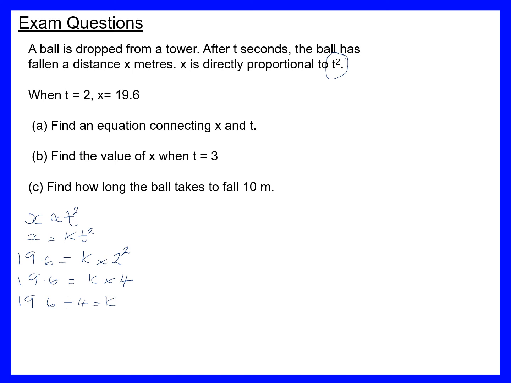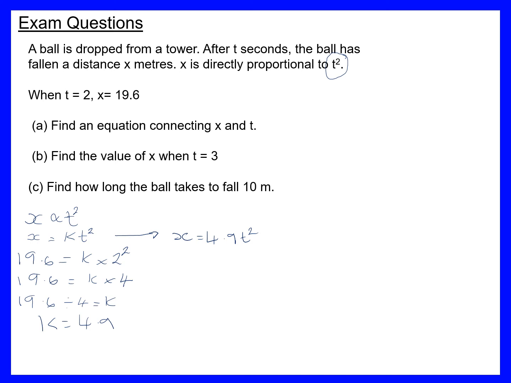Now we might need to use our calculator here for a second. So 19.6 divided by 4, that gives me 4.9. So k is equal to 4.9, and we're going to put that back in to our equation up here. So x is equal to 4.9 t squared. Okay, so that's our answer for part A.